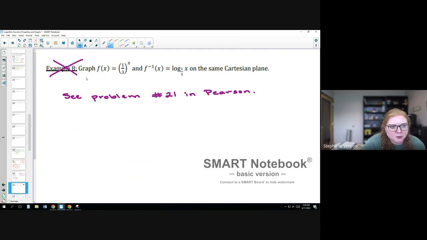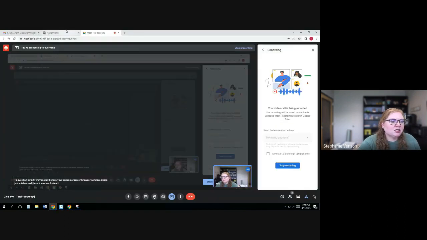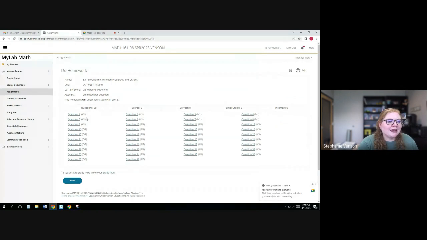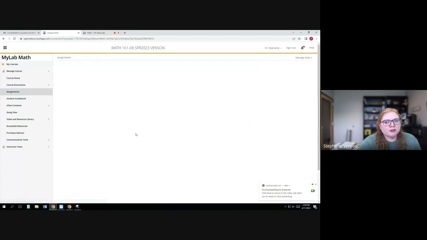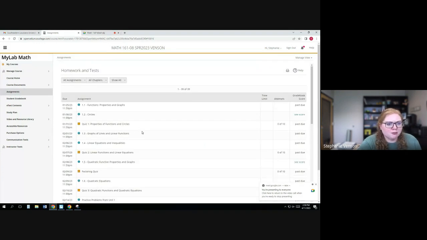It is so simple. So this says graph f of x equals 1/3 to the x, and f inverse of x equals log base 1/3 to the x on the same Cartesian plane. It is incredibly difficult to do it on paper, so I'm just going to show you how to do it in Pearson. And normally I wouldn't do this, but the thing is, you can come back and view this video over and over again, even while you're doing your homework. So I feel like this is more beneficial to you than me trying to do it on paper.